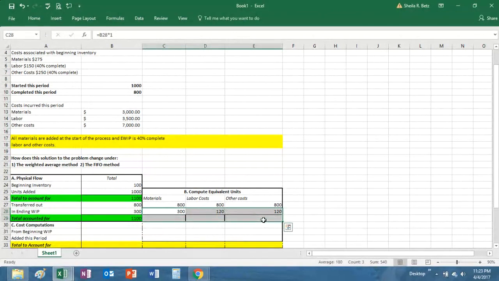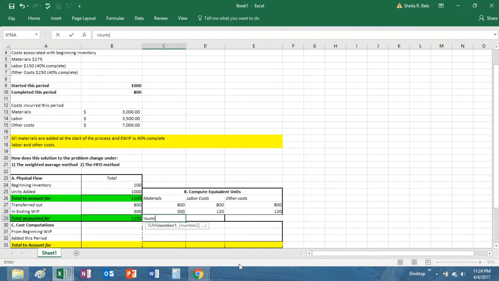By doing this, I have everything on the same measurement. It's the same theory of finding a common denominator when you were taught to add fractions in elementary school: you need to have a common base. So now we have all units on a common base because we're looking at them as being completed fully. Instead of looking at 300 units that are 40% complete, we're saying that's the equivalent of looking at 120 completed units. So we're comparing apples to apples.